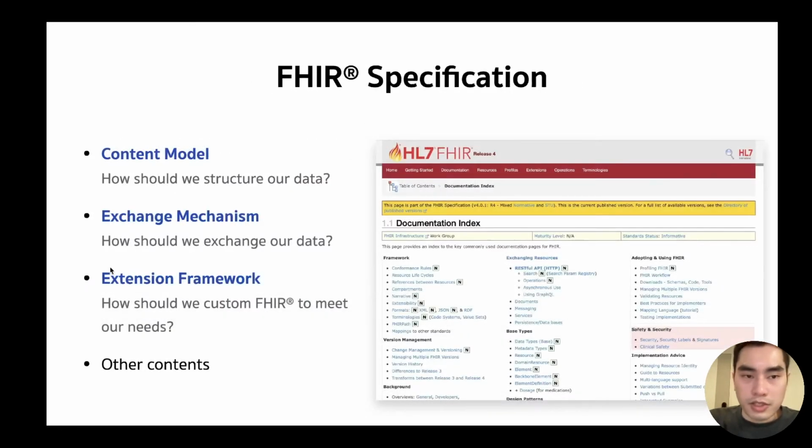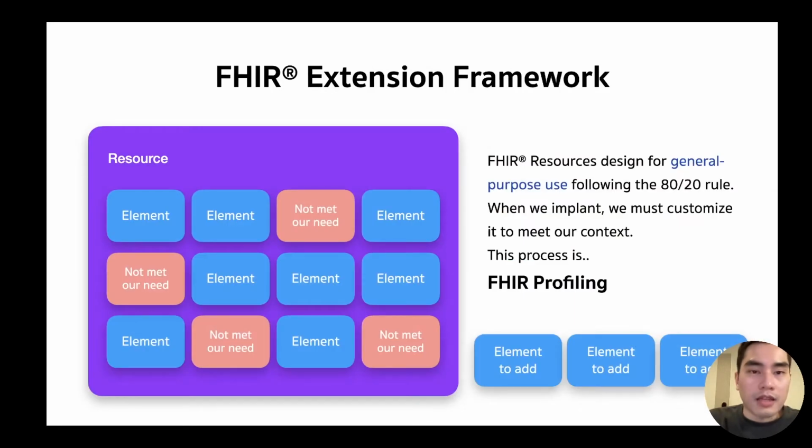So let's go back to this slide a little bit. First, we talked about the content model, then we talked about the exchange mechanism. The last part is the extension framework. In case the FHIR core specification doesn't meet our needs, FHIR has the extension framework to help us with that. Because, as I mentioned in the last session, FHIR resources are mainly designed for general purpose use following the 80-20 rule. When we implement, we must customize them to meet our context.